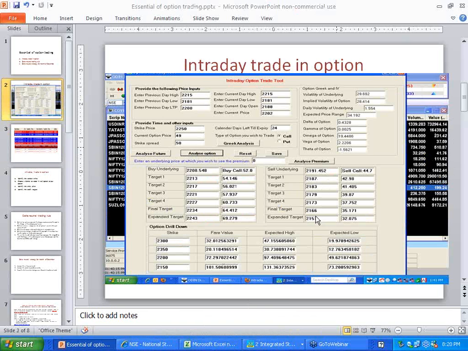Yes, you must come out. If stop loss triggers, you must come out. And if you are a swing trader, you may think of selling that call option also. Cost of the trade is, for me, 9 to 10 rupees per lot. For you, it may vary.